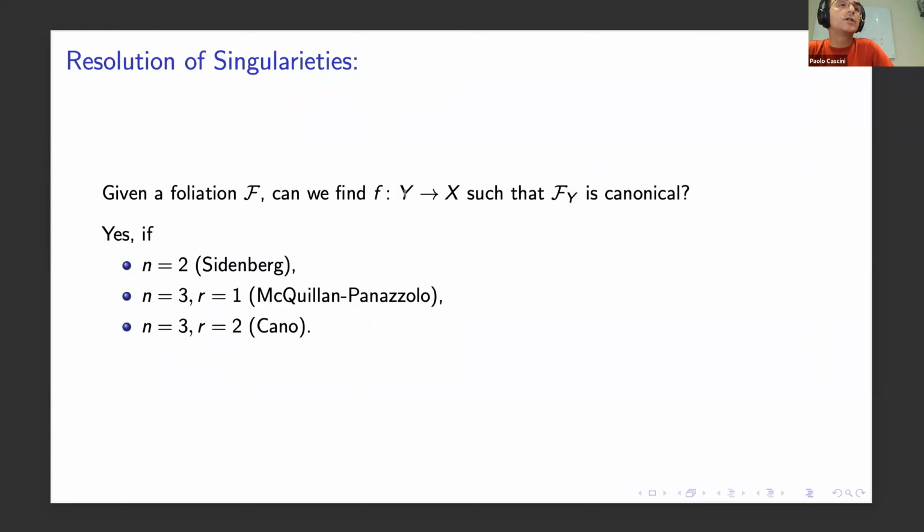For rank 2, the situation is even better. There is a result by Cano which tells us that we can even make Y smooth. So in any case, we can make Y with quotient singularities, very easy quotient singularities. So the situation is good enough for us in terms of birational geometry. Okay, so now that we have some form of resolution, what can we do with that?